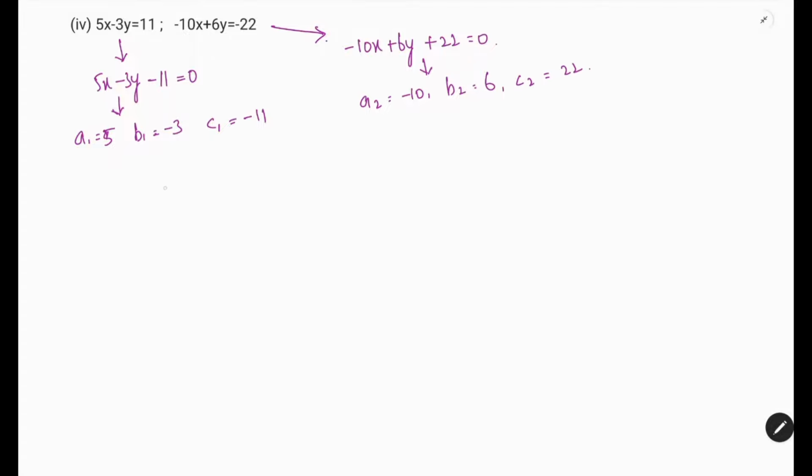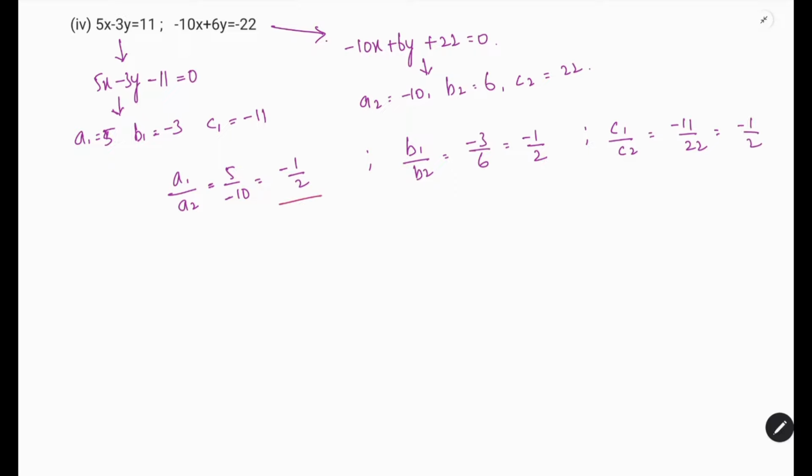C2 is 22. Okay, now we will take the ratios. a1 by a2 equal to 5 by minus 10. Okay, it is minus 1 by 2, and b1 by b2 equal to minus 3 by 6. It is minus 1 by 2. Okay, and c1 by c2 equal to minus 11 by 22. It is minus 1 by 2. See here, minus 1 by 2 is equal to minus 1 by 2 is equal to minus 1 by 2. We can say that a1 by a2 equal to b1 by b2 equal to c1 by c2.